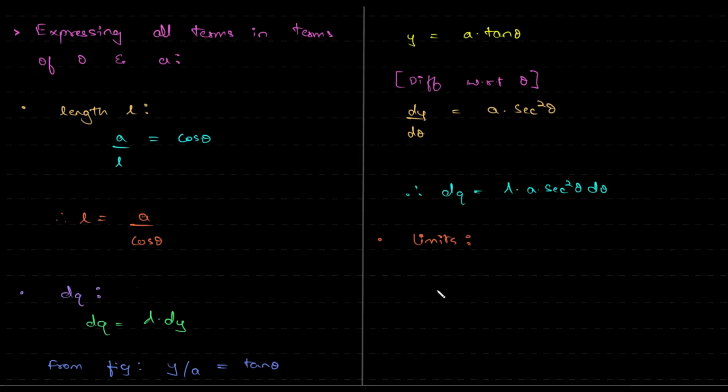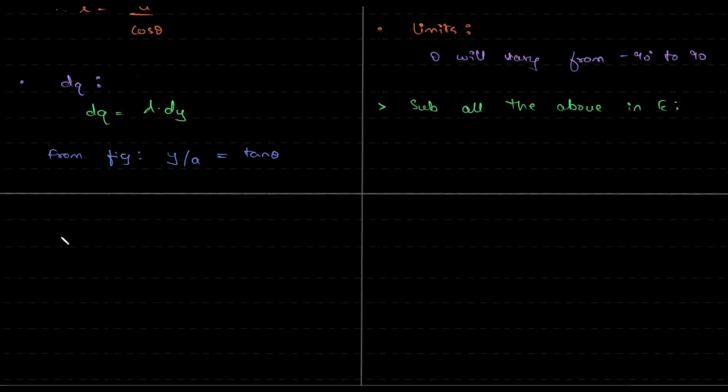So basically, theta will vary from minus 90 degree to plus 90 degree. So you pretty much have all the things. Now substituting all the above in E. So E will be what?